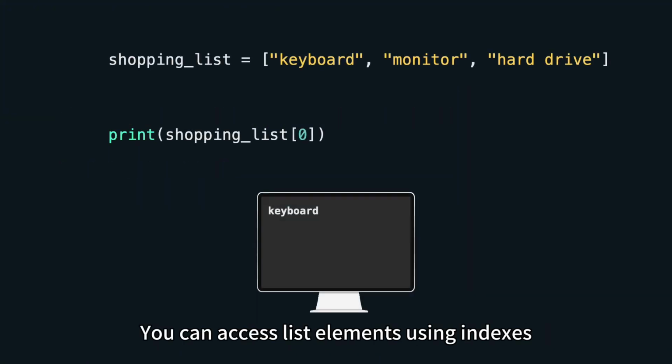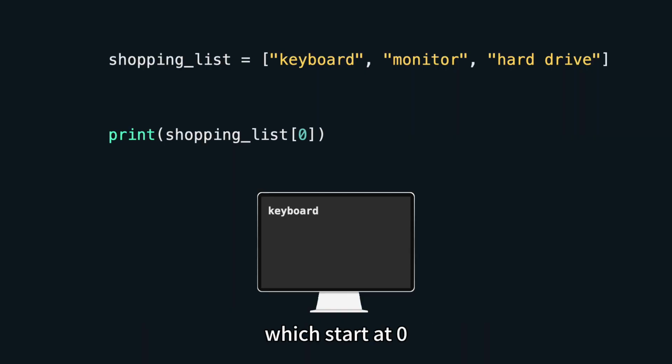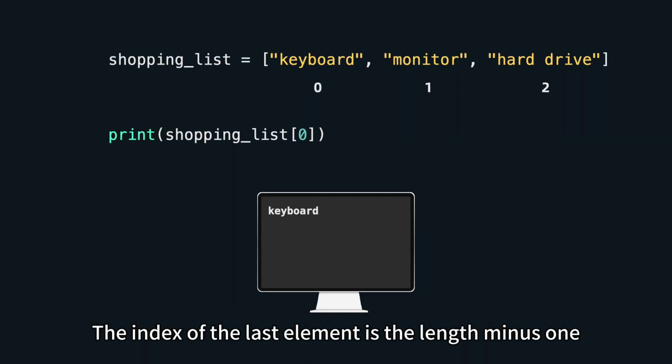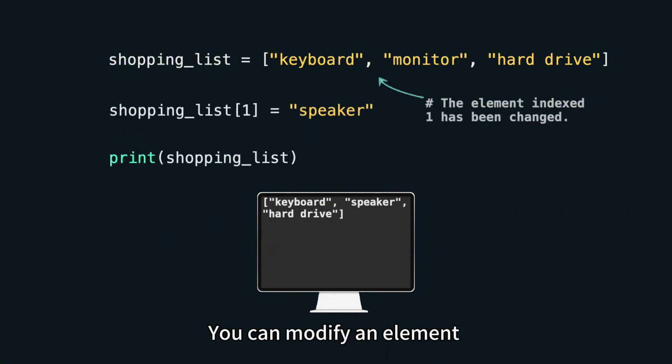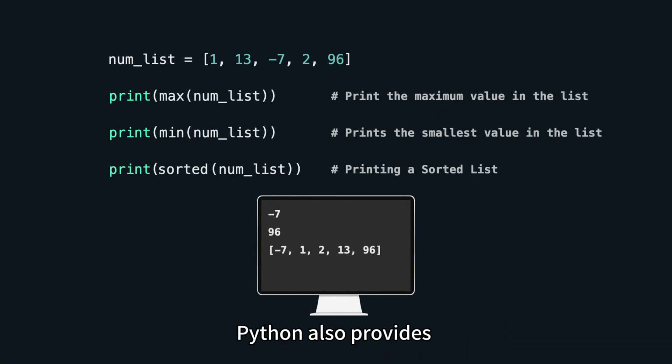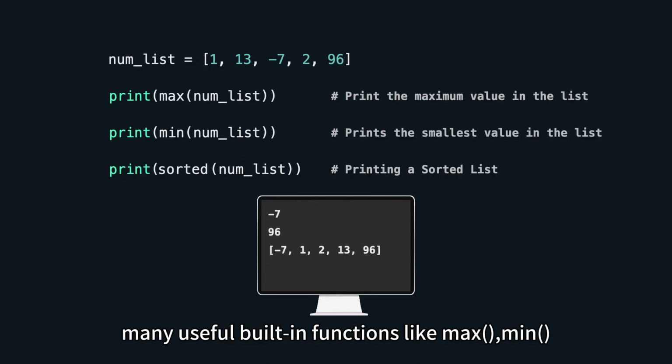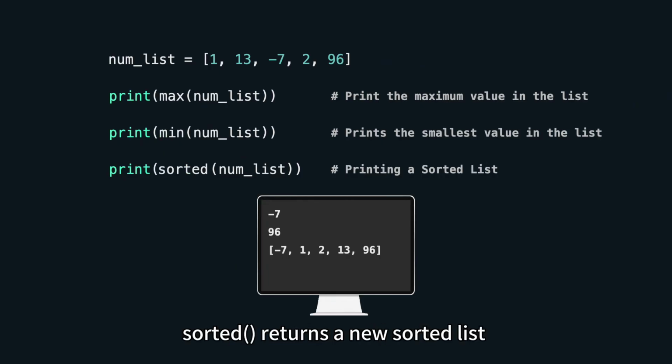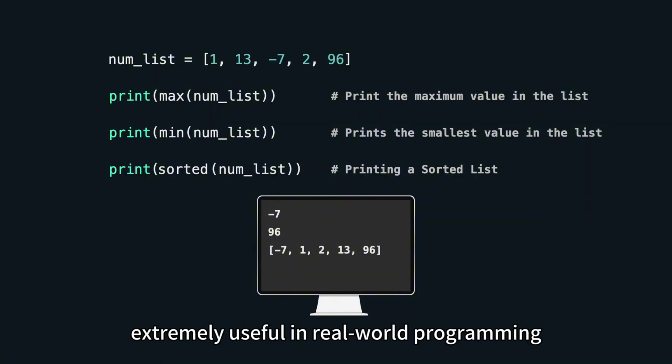You can access list elements using indexes, which start at 0. The index of the last element is the length minus 1. You can modify an element by assigning a new value using its index. Python also provides many useful built-in functions like max, min, and sorted, which returns a new sorted list without modifying the original one. These functions are extremely useful in real-world programming.